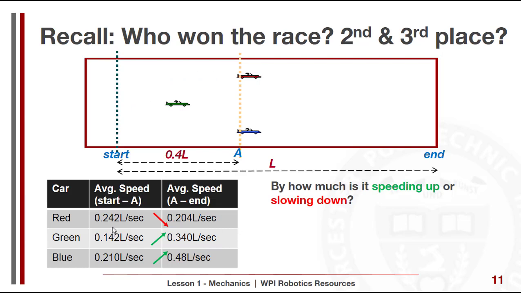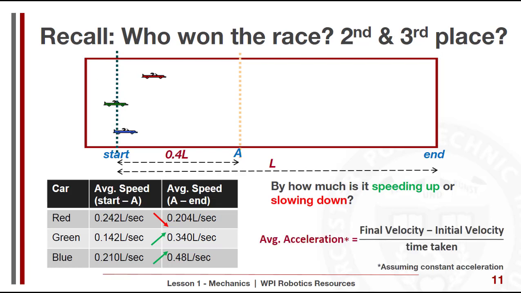So we see here that the average speed of the cars change, but is there a way of numerically defining by how much they have changed, how much the cars have slowed down or sped up? And yes, that is called acceleration. And acceleration, average acceleration in this case, is the change in the velocity over the time taken. And this is valid only when the acceleration is constant over the time we're considering. And there are other cases where the acceleration changes, but we'll not cover this in this lesson. But I will provide some additional resources that discuss that.